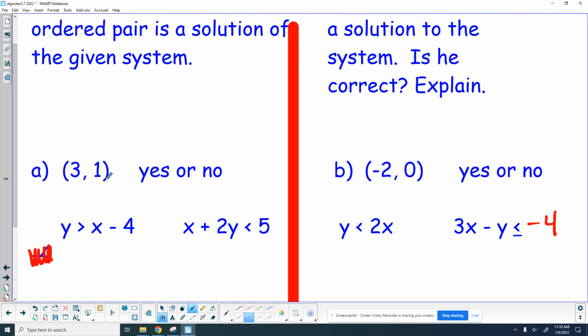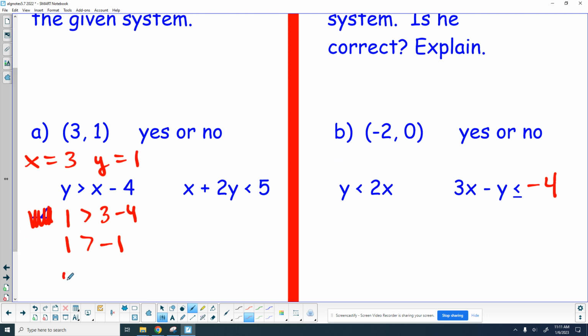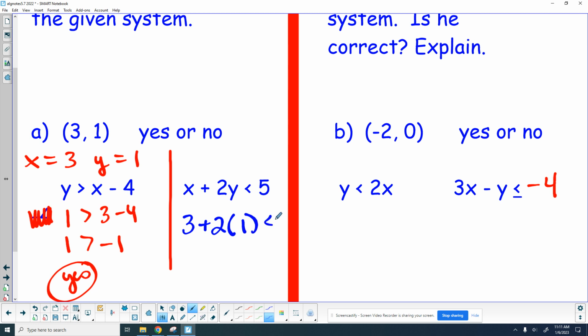All right, so on this ordered pair we've got x is 3, we've got y is 1. So we're going to plug them in and see if they're true. So let's start with this one. So x is 3 and y is 1. So 1 is greater than -1. That one's true. That one's a yes. 1 is bigger than -1. And if I plug this one over here, so x would be 3 plus 2 times 1. So that's 5 is less than 5. Well, that's false. So that's a no. So this is a no overall.